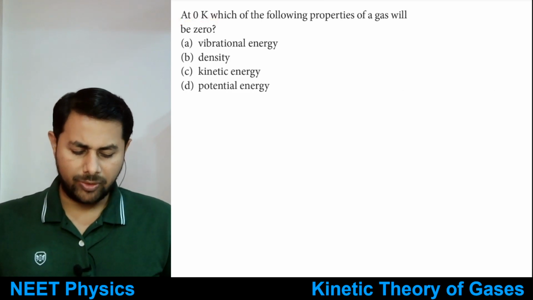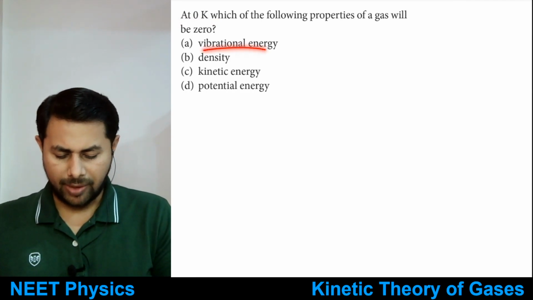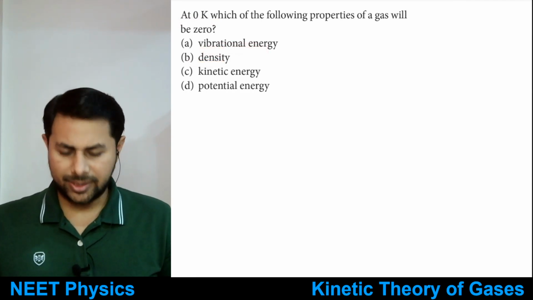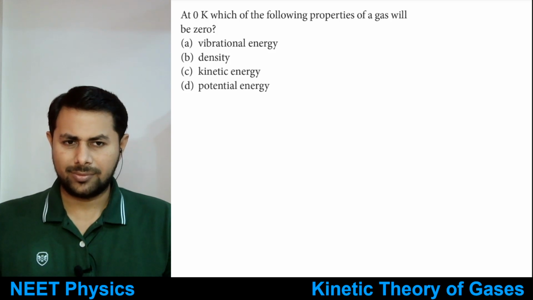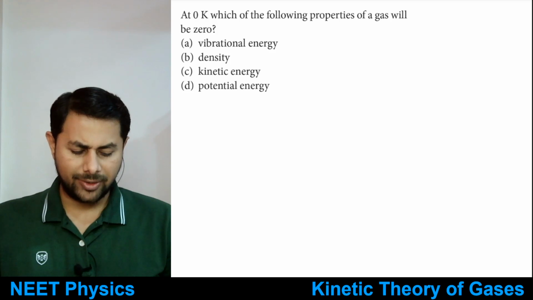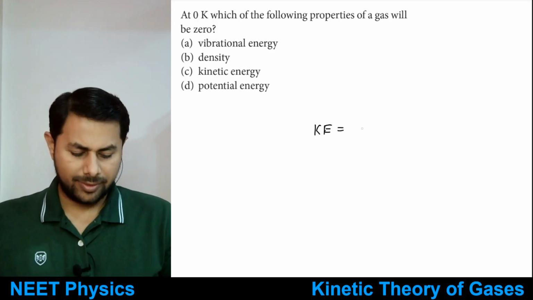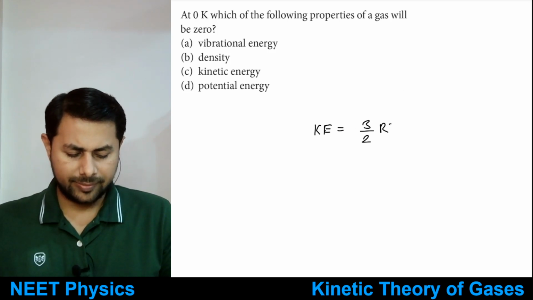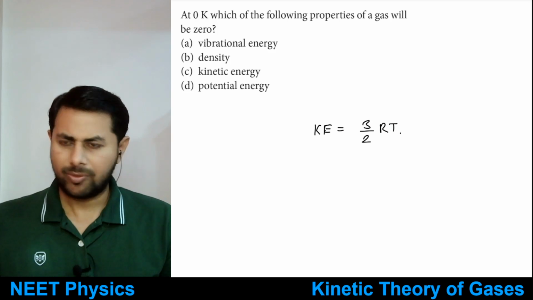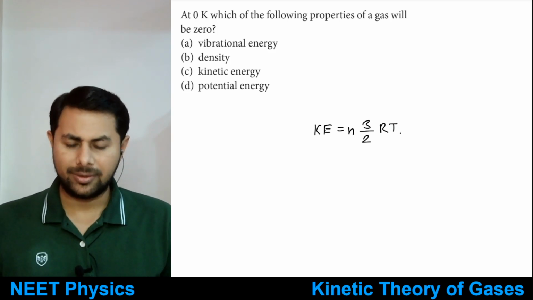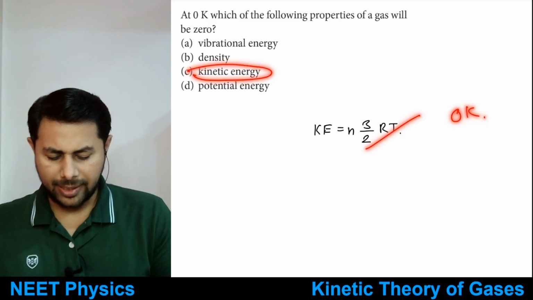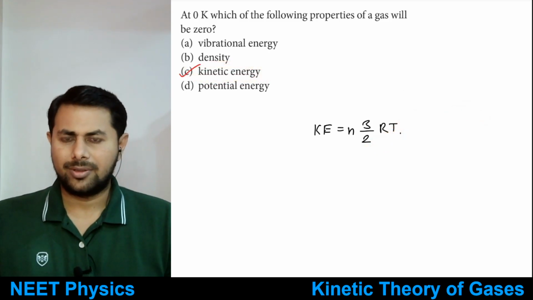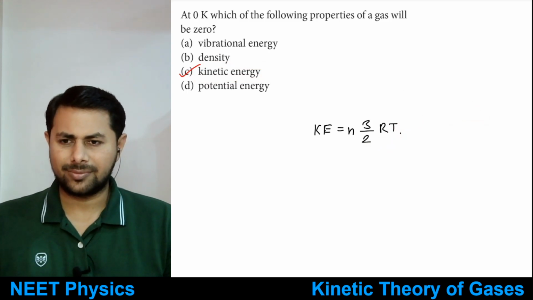At 0 Kelvin, which of the following properties of gas will be 0? Vibrational energy, density, kinetic energy, potential energy. We saw this kinetic energy is equal to 3 by 2 RT for 1 mole of gas. For n moles, it will be n times 3 by 2 RT. So if temperature is 0 Kelvin, what will be 0? Kinetic energy would be 0. This is clear? Okay, very simple.